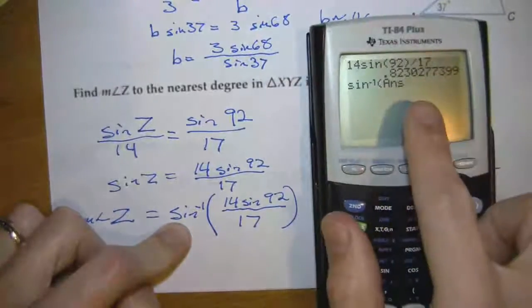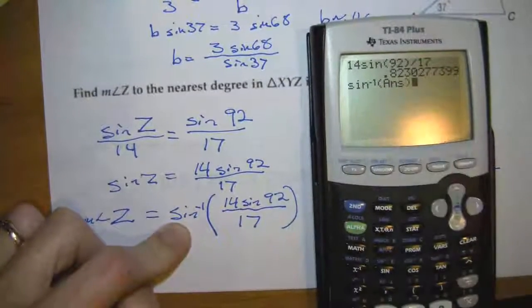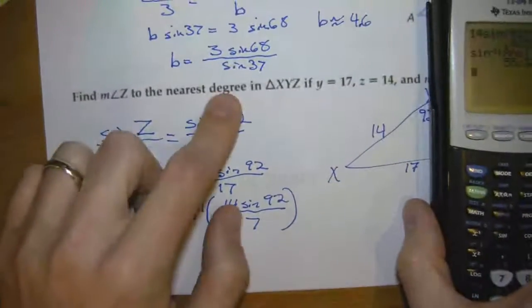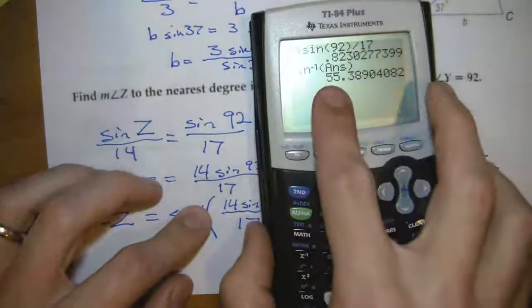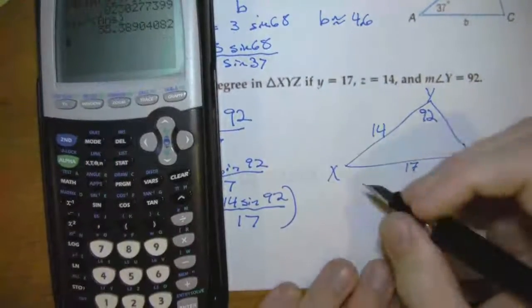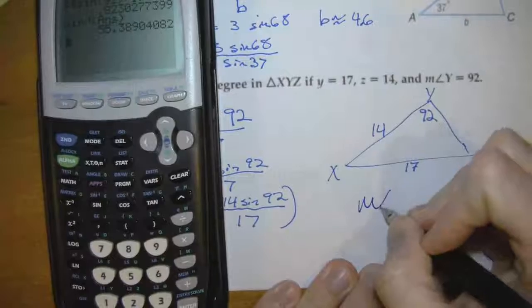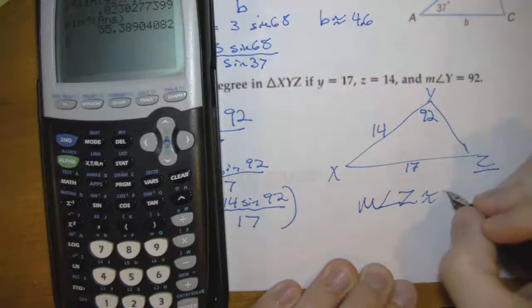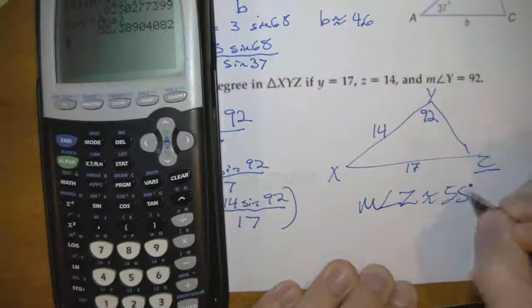So what that's going to do is take the previous answer and just put it right in there. Cool. And in this case, we're asked to round to the nearest whole degree. So in this case, about 55 degrees. So let's write that in. So the measure of angle Z is approximately 55 degrees.